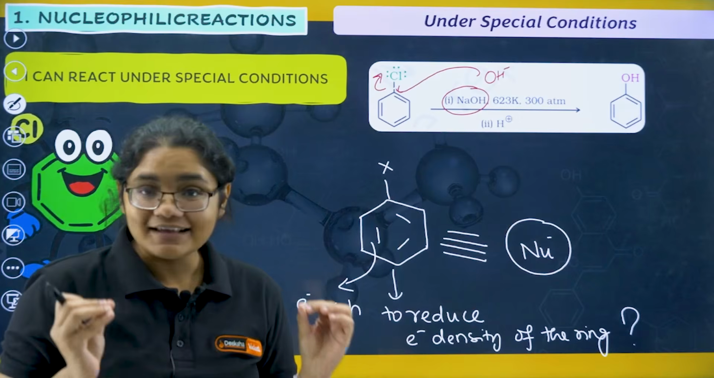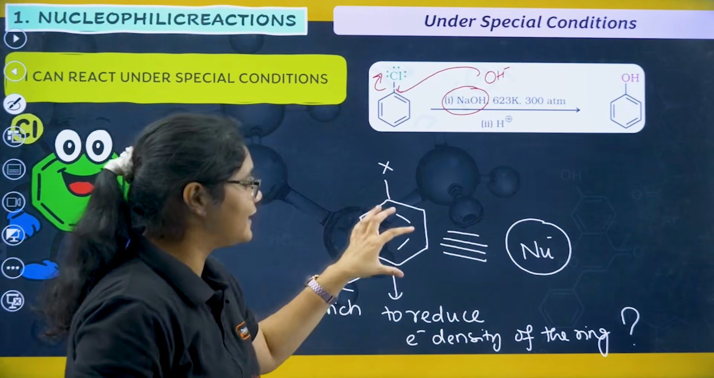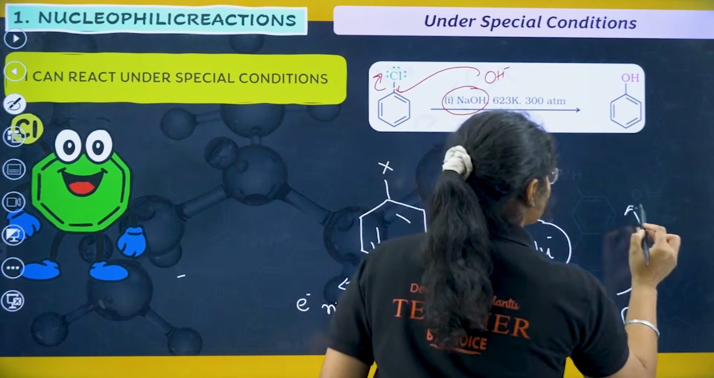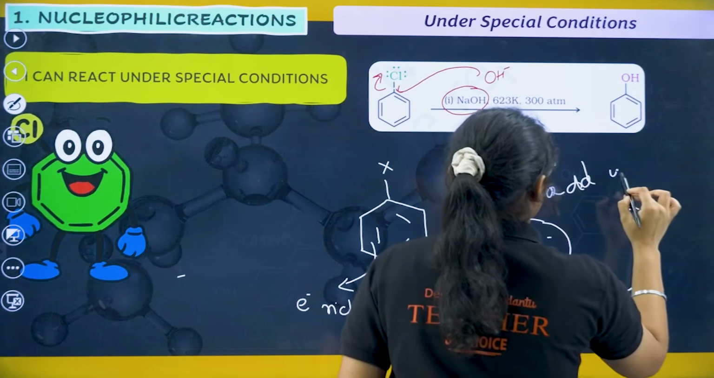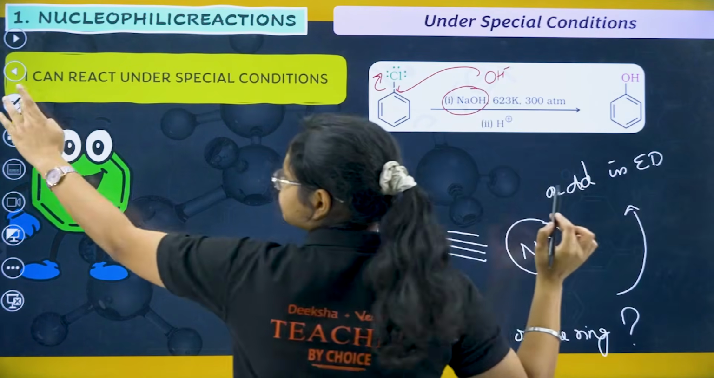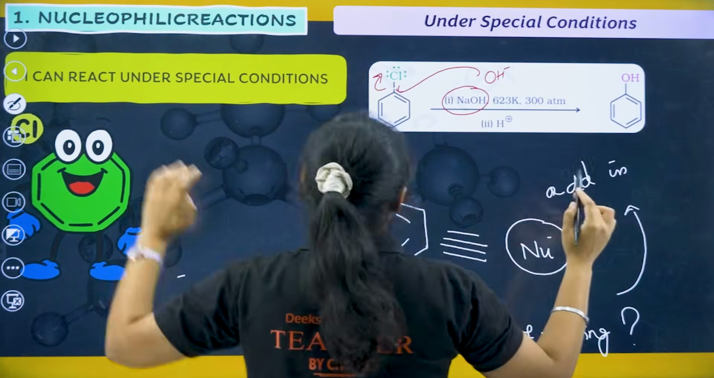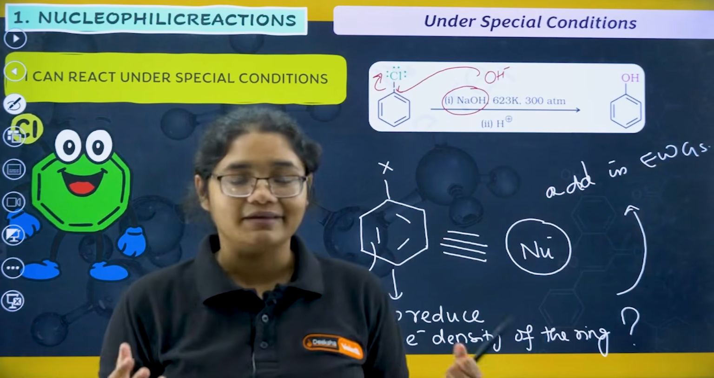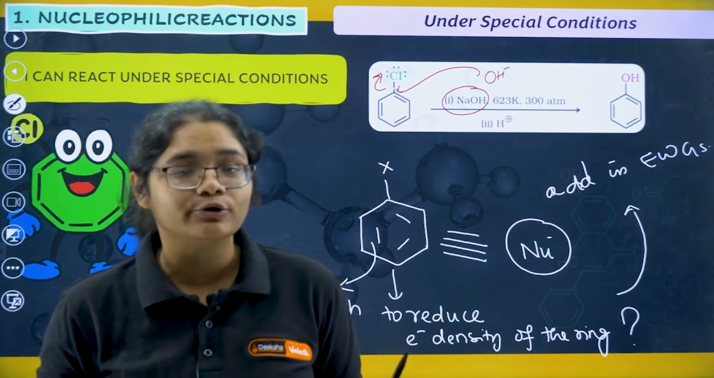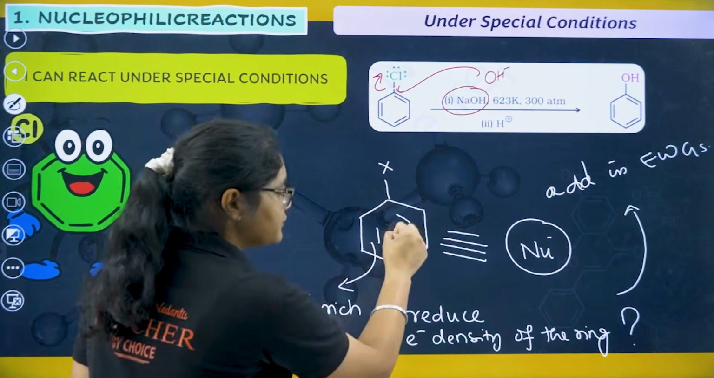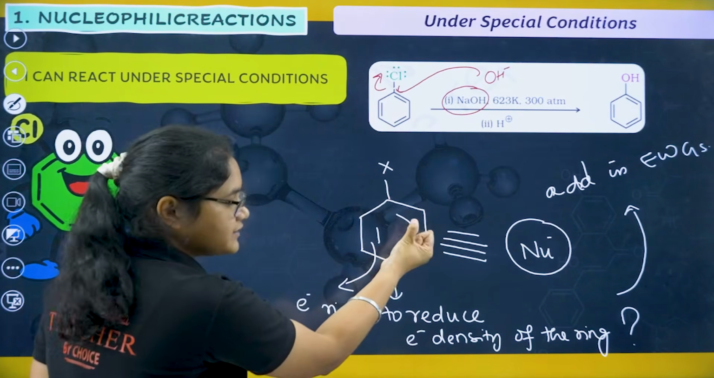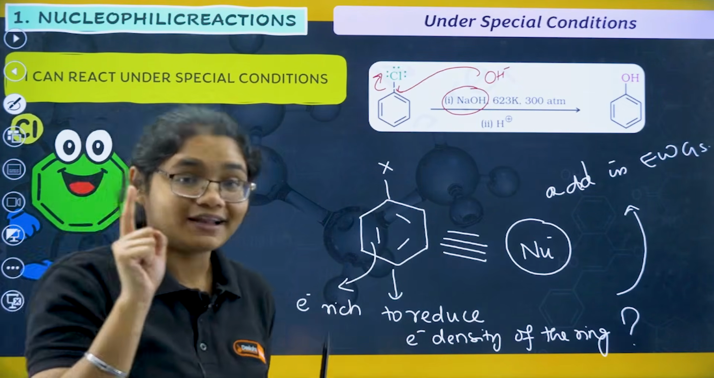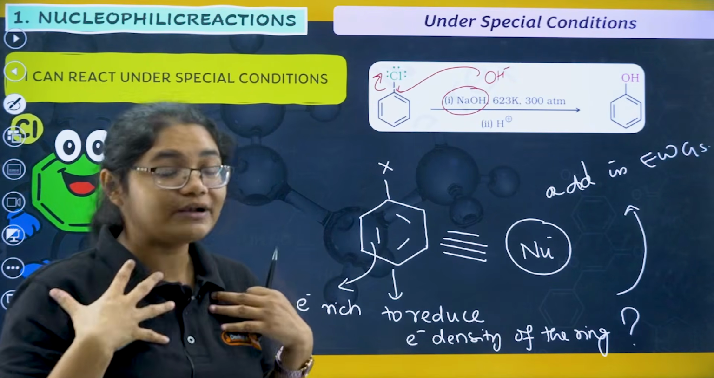So yes, there is a way how we can reduce the electron density of the ring. How can we do that? We can do that by adding electron withdrawing groups. By adding electron withdrawing groups. Now if you have remembered, in class 11 we have some electron donating groups, electron withdrawing groups. Electron withdrawing groups are those groups which will withdraw the electrons from this ring. So if these electron withdrawing groups are withdrawing the electrons, the ring becomes electron deficient.